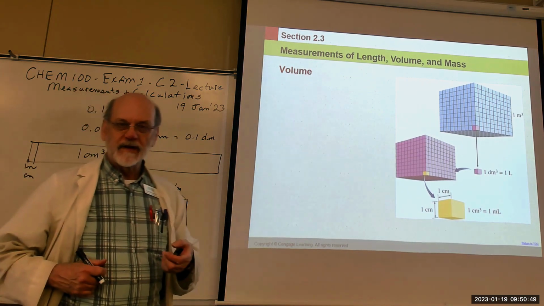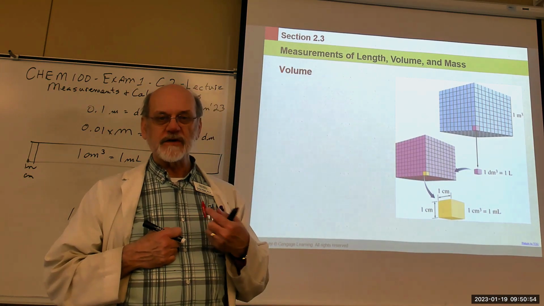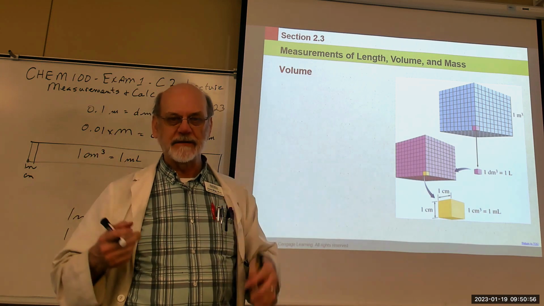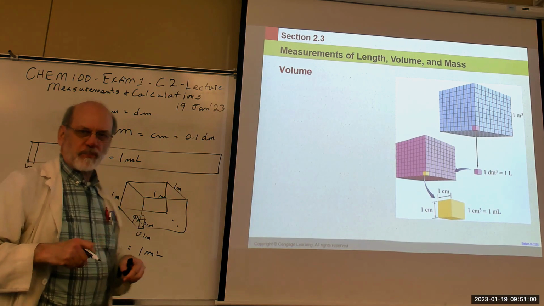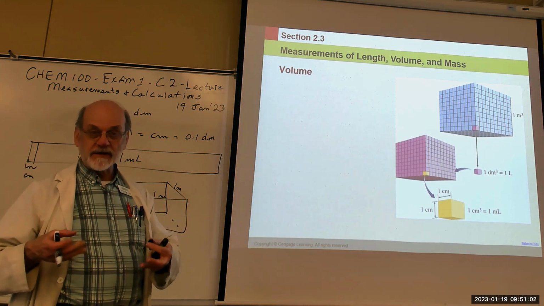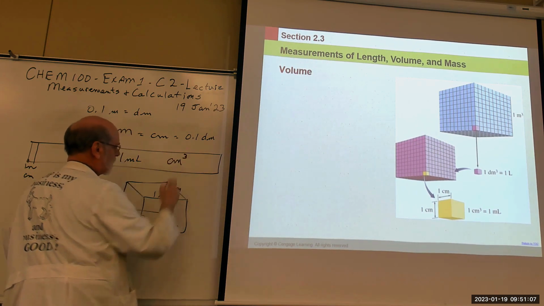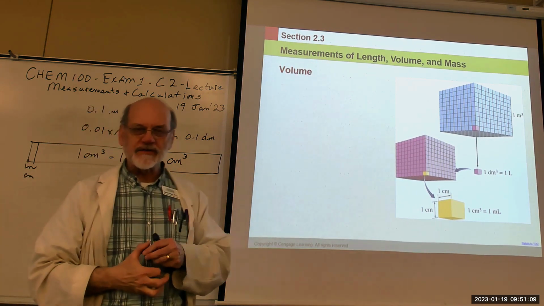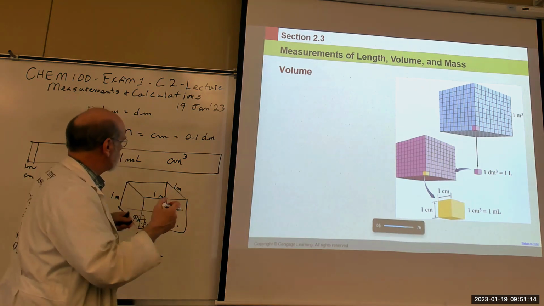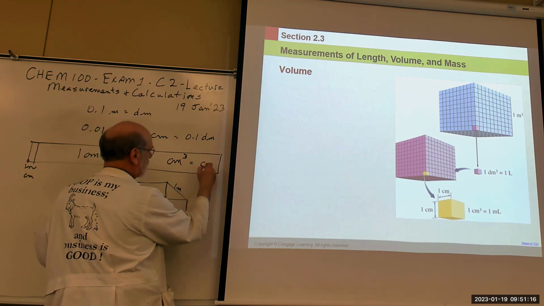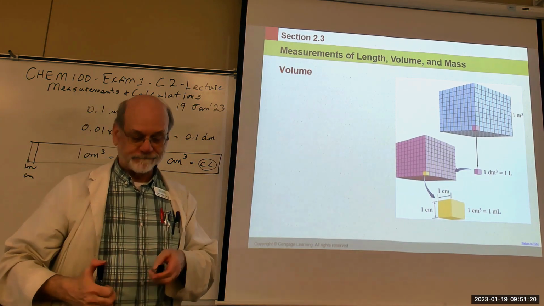The reason that originally cc's were used is because the milliliter wasn't commonly accepted. Plus, when you print on these medical devices, it's not easy to print superscripts. So instead of cubic centimeters, they opted for cc's. That's easier to print.